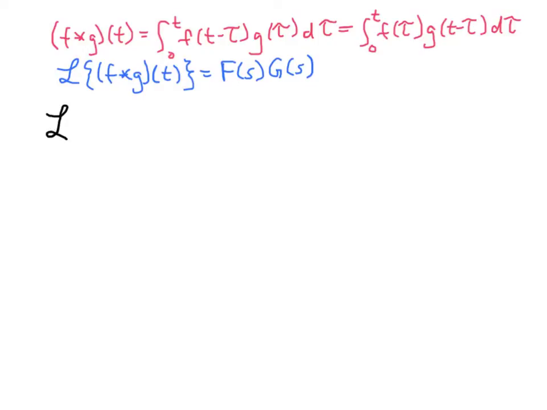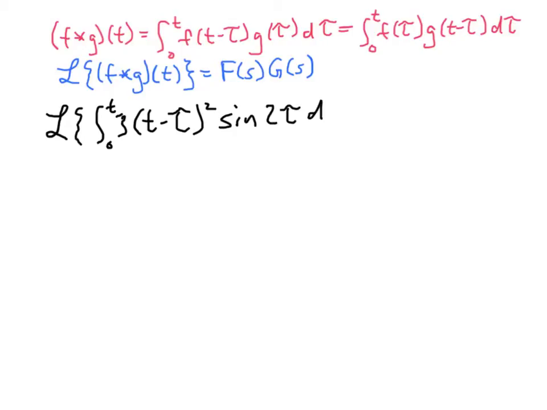Suppose I want the Laplace transform of the integral from 0 to t of 3 times (t minus tau) squared sine of 2 tau d tau. So we can see that the integral we're looking at is definitely a convolution. So the task here really is to figure out what the functions f and g are.